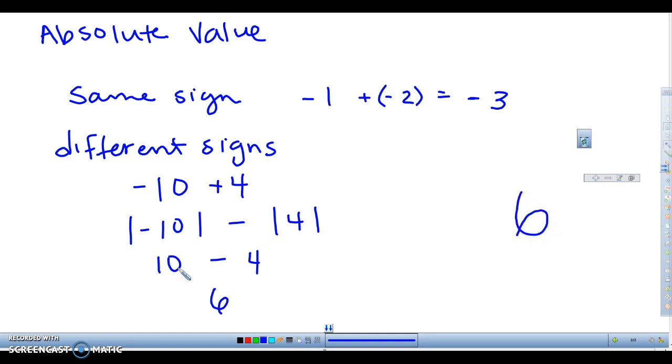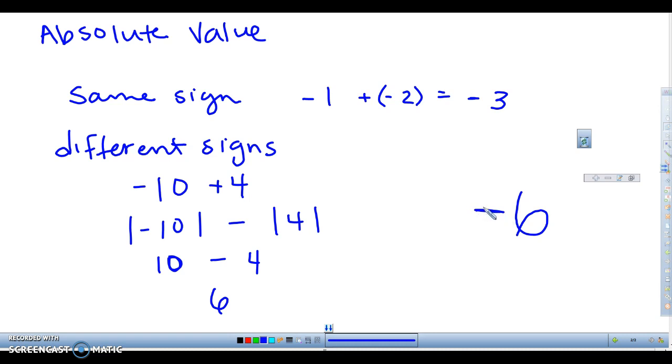Then I'm going to go back and look at, when I took the absolute value, which had the greater value. Hopefully you know 10 is bigger than 4. So once I know 10 was the bigger number, I go back up to my original problem and I look at what sign the 10 has in front of it. It's negative. So my answer should also be negative.